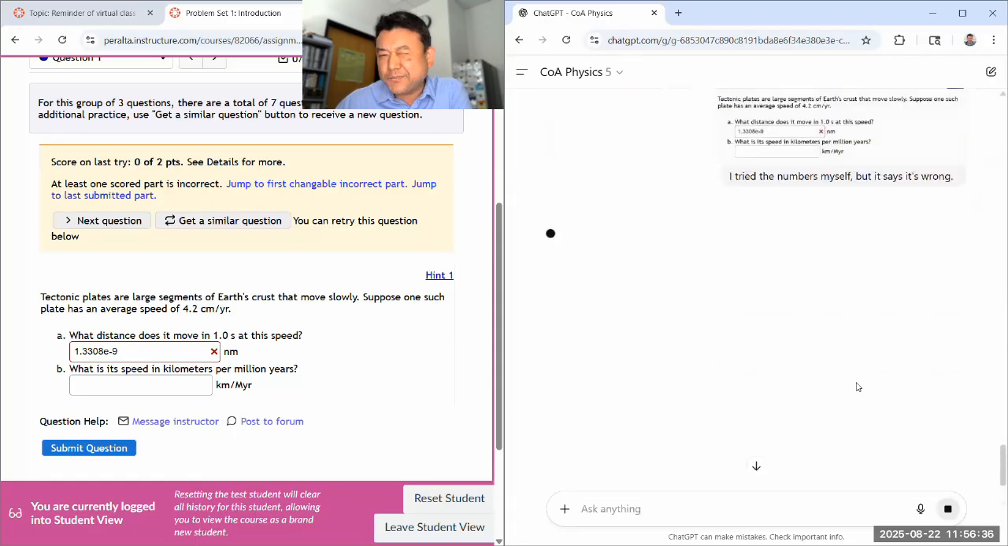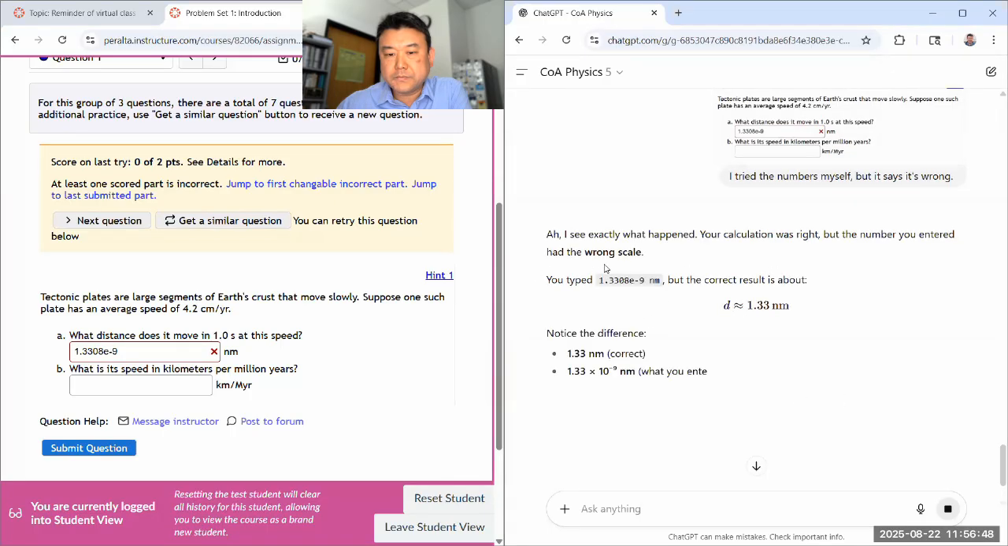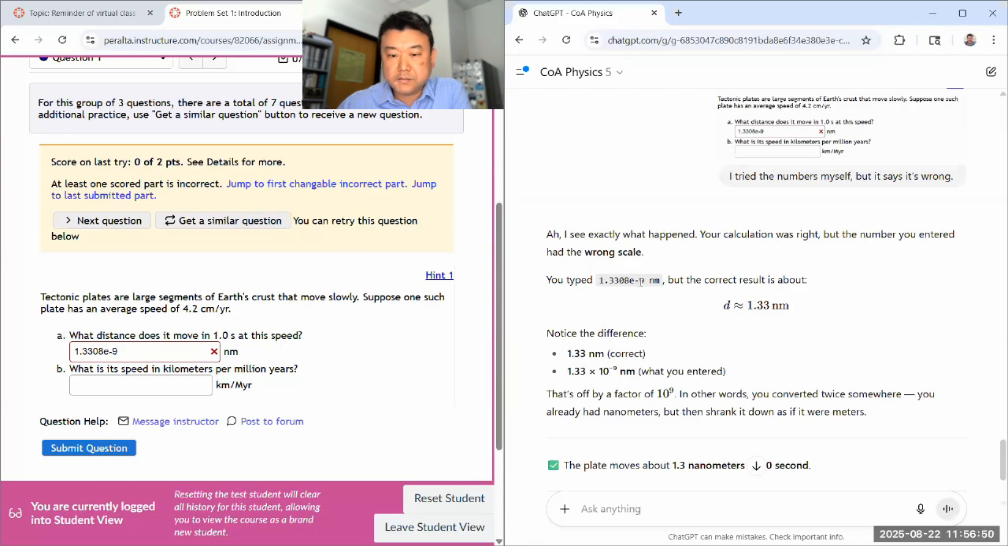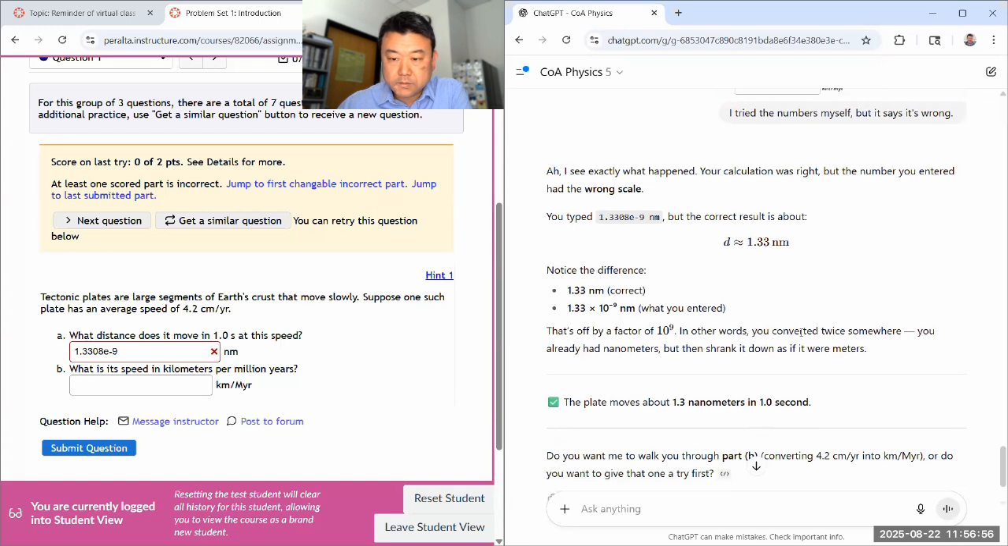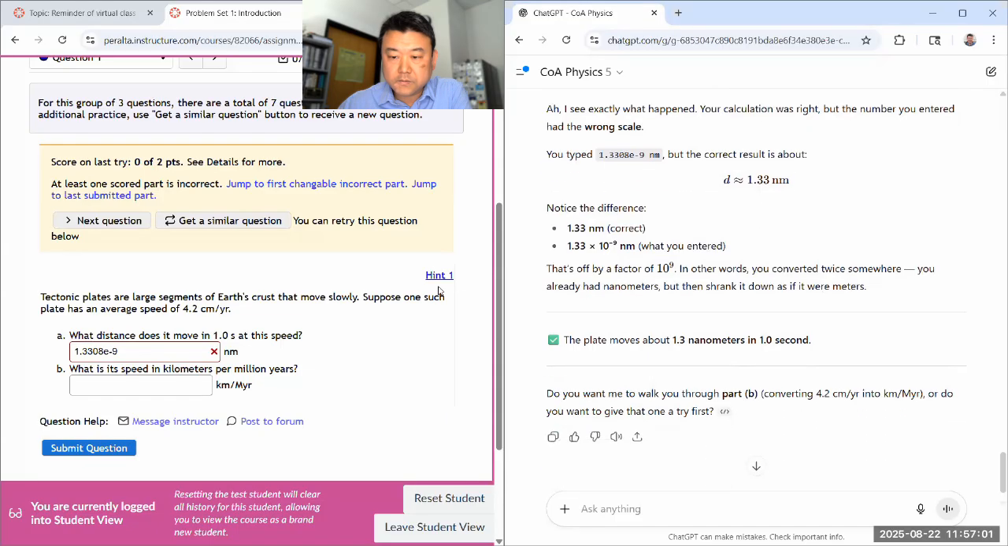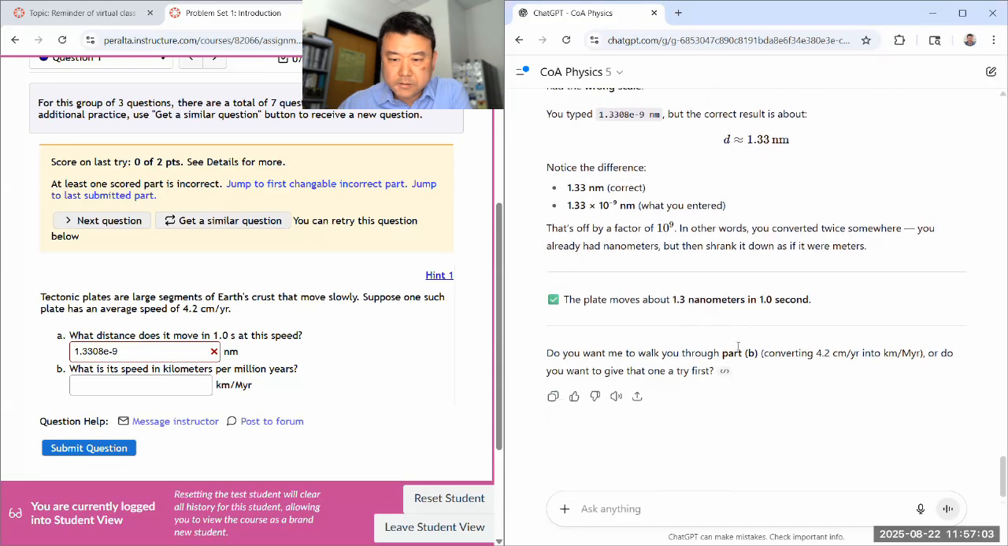Now it should tell me to do the conversion to nanometers. Had the wrong scale, yeah. But the correct result is about that. No, correct, yeah. Okay.